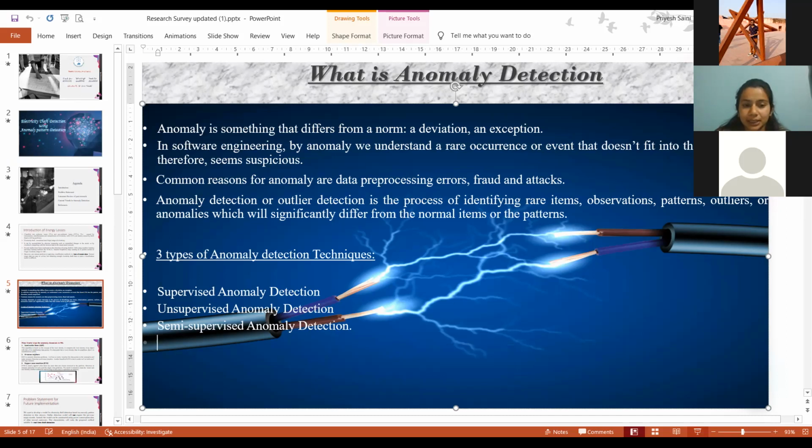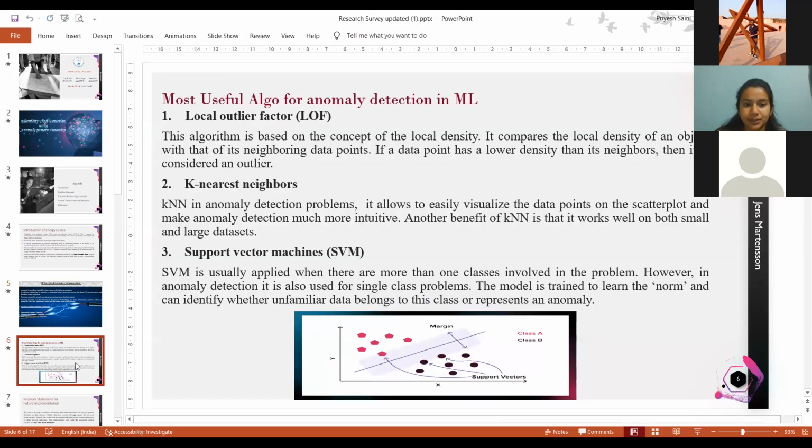There are mainly three types of anomaly detection techniques: supervised, unsupervised, and semi-supervised anomaly detection. Next slide. The algorithms used for anomaly detection in machine learning are: first, the local outlier factor, then k-nearest neighbor, and support vector machine. Local outlier factor: this algorithm is based on local density. It compares the local density of the data with the neighboring data points.